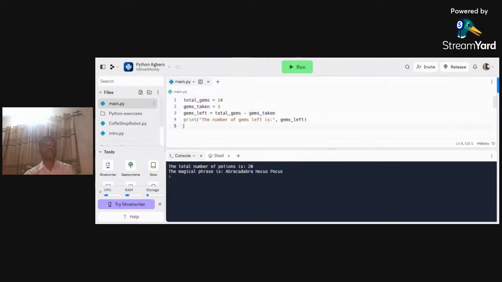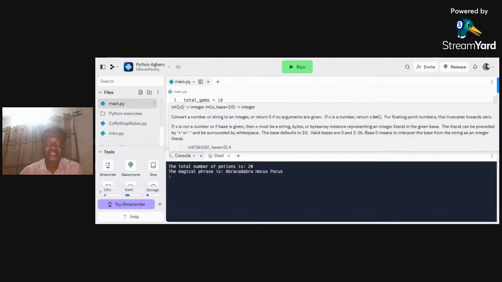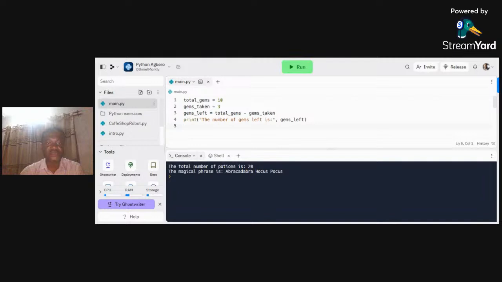So let's say we create a variable called total gems, which is equal to 10, and then gems taken is equal to 3. So gems left is equal to total gems minus gems taken, which is 10 minus 3. So when we print this, it will do 10 minus 3. It will print the number of gems left is, then it should give us what is inside here, which will be 7. So let's run it and see. The number of gems left is 7.